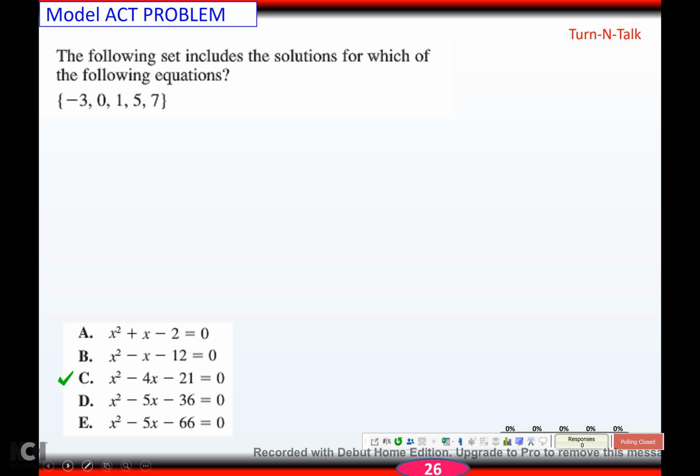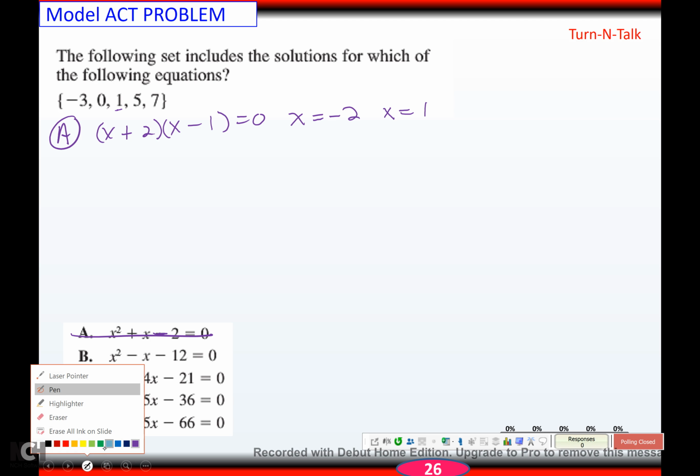Alright, it says the following set includes the solutions for which of the following equations, which means I have to find the solutions to all of those equations. But they're all easy factors because A is 1. So for A, I need factors of 2 that make 1, which would be 2 and 1. C is negative, so the bigger number gets the middle sign and the smaller doesn't. Set it to 0, which would claim that x equals -2 and x equals 1. Well, 1 is in there, but -2 isn't, so A's out.